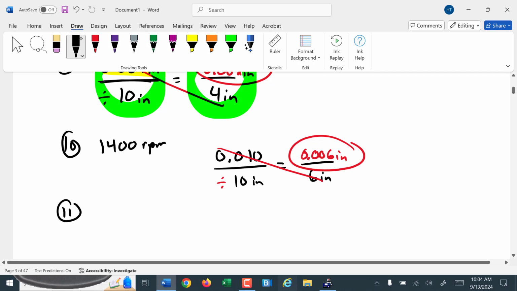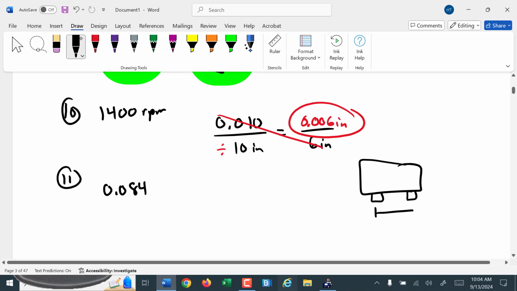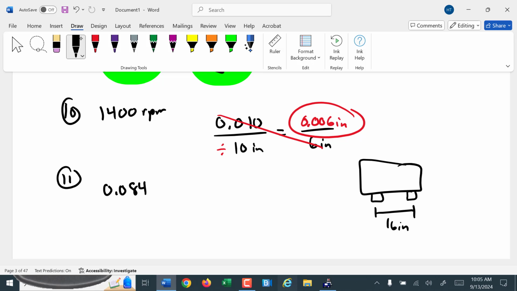Number 11, the angular gap is 0.084 inches. We want to find the size of the shim required if the mounting holes are 16 inches apart. Do you guys know what that abbreviation MTBS means? Machine to be shimmed. MTBM means machine to be moved. So our distance between feet is 16 inches. And we have an angular gap of 0.084 that we want to close up.